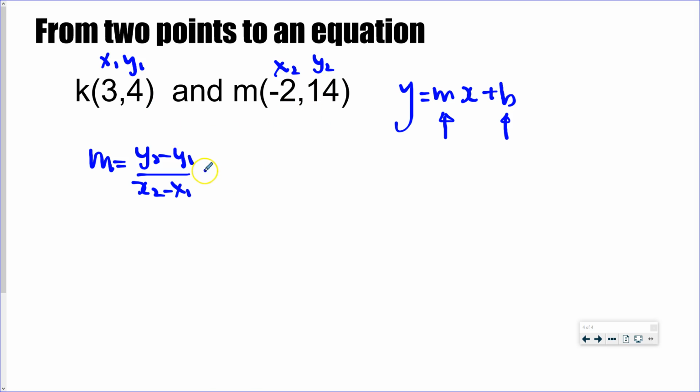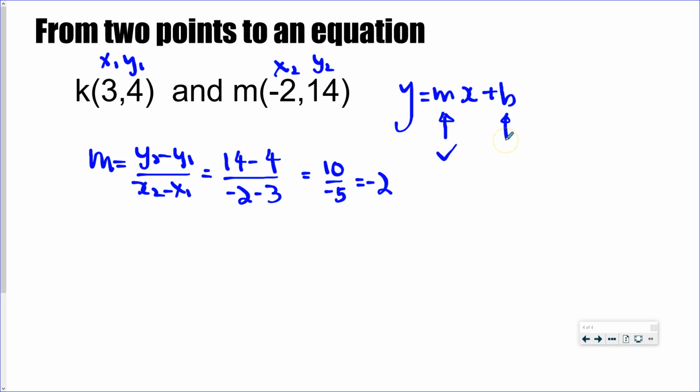So plugging in the numbers correctly, 14 goes first. Subtract 4, divided by -2 minus 3. So the minus won't change. It depends on what numbers you have. So 14 minus 4 is going to be 10. -2 minus 3 is -5. Do the division, we'll get -2. So all of this, finding the slope, should be the very first step, because we are going to find the slope, right? At least we got this part done.